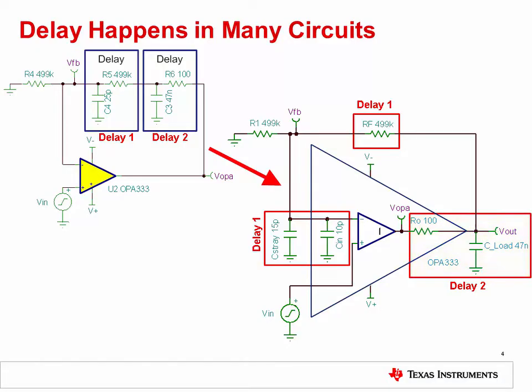Another delay is commonly formed when the feedback resistance, RF, interacts with the parallel combination of op-amp input capacitance, Cin, and any stray PCB capacitance. The delay caused by either of these situations can result in stability issues if not properly taken into consideration.